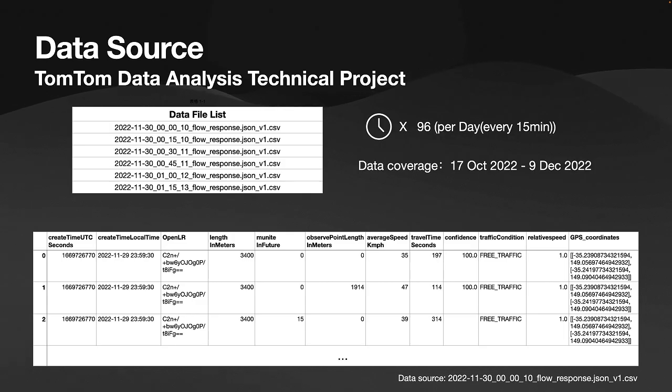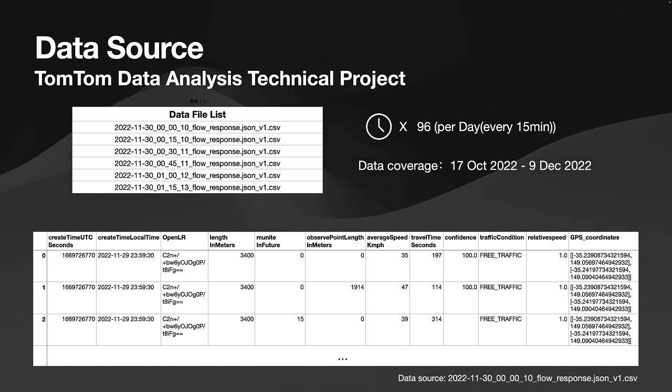Firstly, I will talk about the data source. The data source used in this research project is traffic flow data provided by TomTom. This data provides detailed records of traffic flow from October 17 to December 9, 2022. And from November 30 to December 9, there are complete data for every 15 minutes at 96 time points each day. The following table provides a detailed explanation of each field in the data.